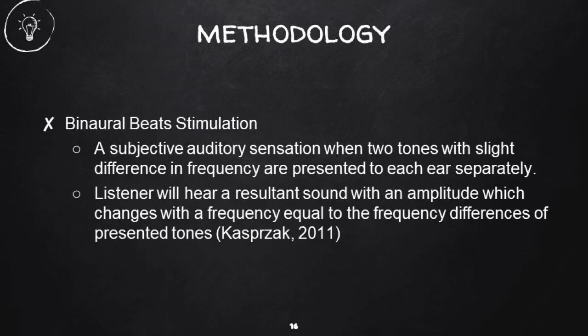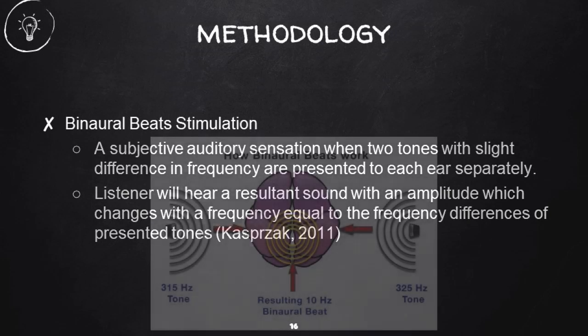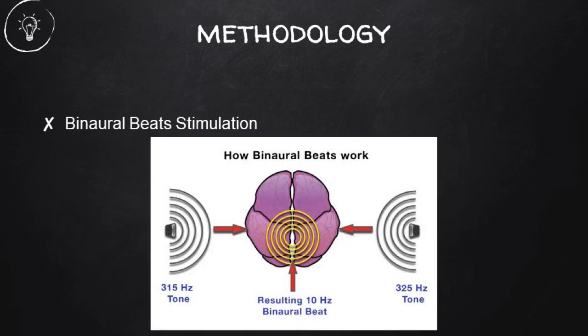Binaural beats is a subjective auditory sensation when two tones with a slight difference in frequency are presented to each ear separately. Hearing binaural beats, the listener will hear a resultant sound with an amplitude which changes with a frequency equal to the frequency difference of the presented tones. When perceiving two tones with subtle differences between them, the brain will pick up the difference between the two frequencies and will hear this difference as a binaural beat.